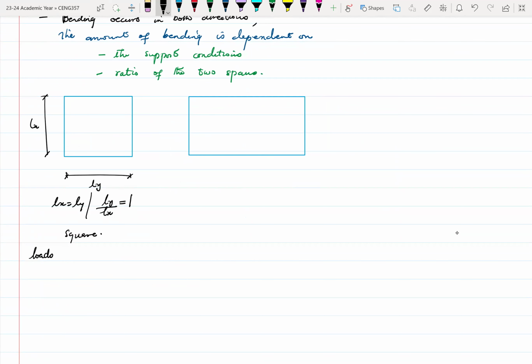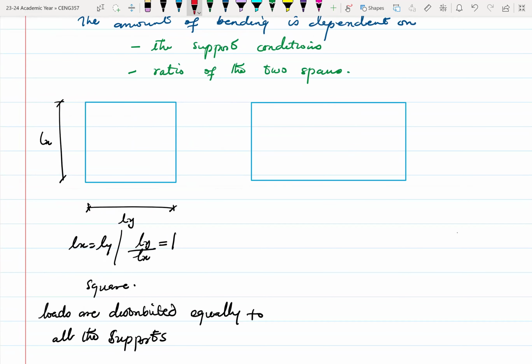loads are distributed equally to all the supports. Okay. To all the supports. That's something to take note of. If, for example, I have these supports, I'm going to draw the supports with red. That's not the best way to draw them, but it's fine. So just to show that we have all these supports at the ends.